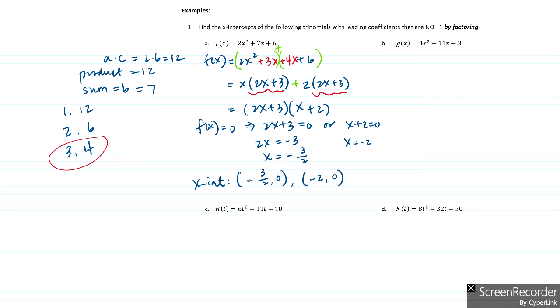And that's how we can use a factoring process to help us find x-intercepts by hand, especially when we have trinomials with a leading coefficient not equal to 1.